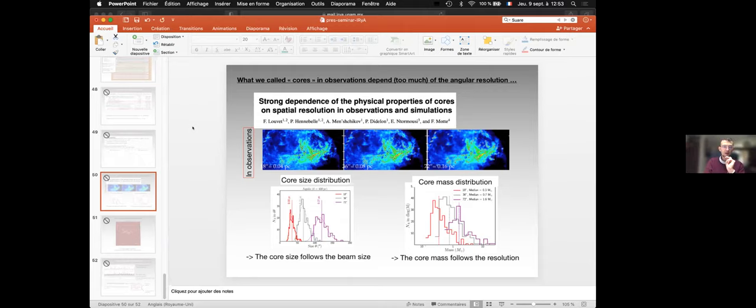Actually, with fragmentation, there is one important thing: if we want fragmentation to explain part of the slope variation, we have to assume that fragmentation of high mass cores is not the same as fragmentation of low mass cores. So this is again something that is not trivial.